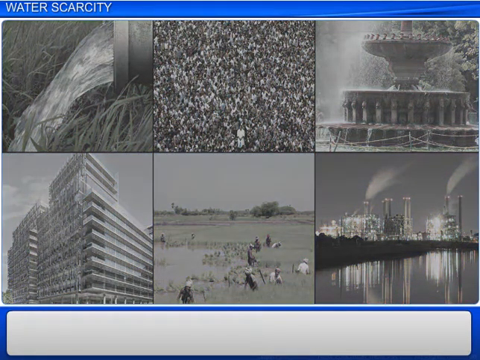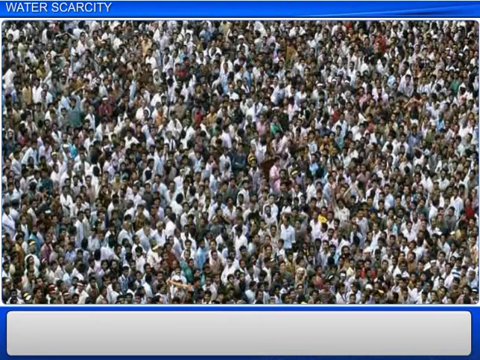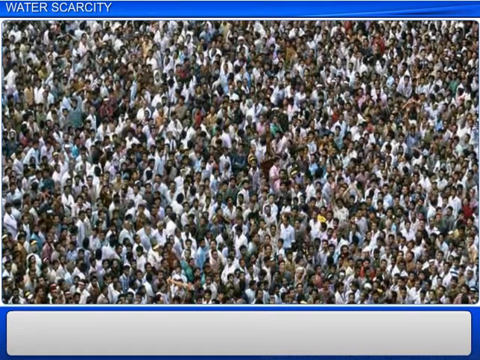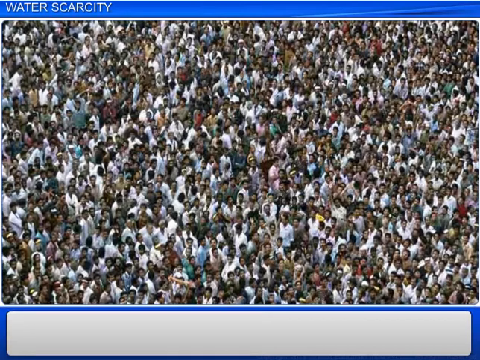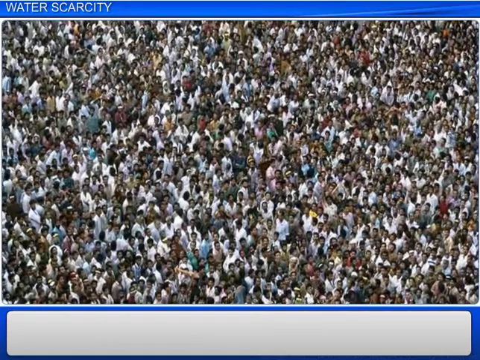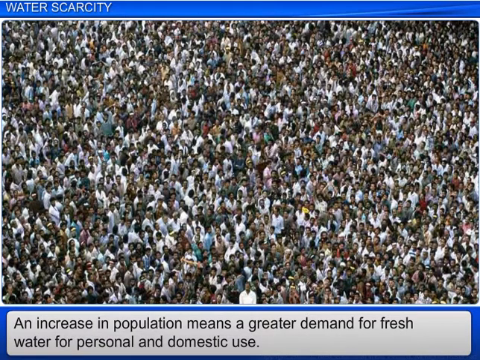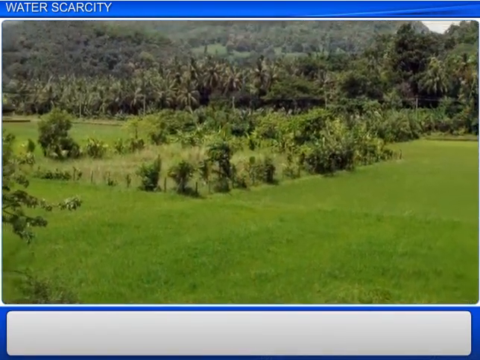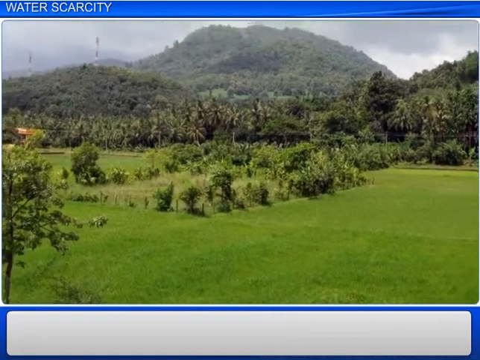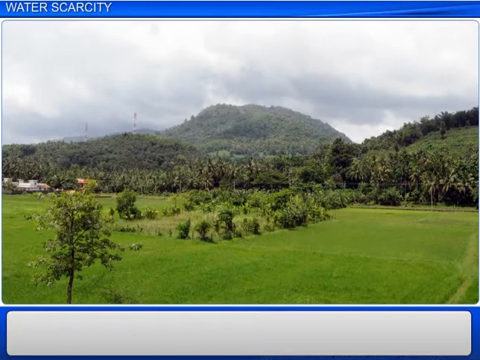This brings us to the question: what are the main causes of water scarcity? India has the second highest population in the world, which is still increasing fast. An increase in population means a greater demand for fresh water for personal and domestic use. To feed the increasing population, more and more land is brought under cultivation. This also increases the demand for water for irrigation purposes.